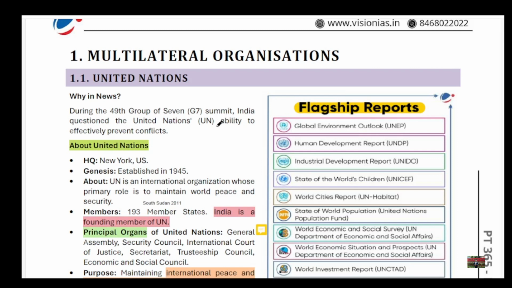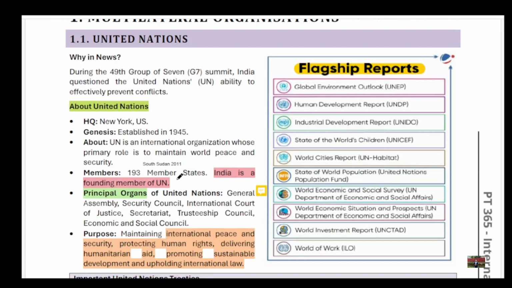So why is the United Nations in the news? Recently, at the 49th G7 summit, India questioned the United Nations' ability to effectively prevent conflict. So this is the news. The context here is the Russia-Ukraine war, which the UN has failed to prevent. Now let's see some of the important facts which are important for the preliminary examination.